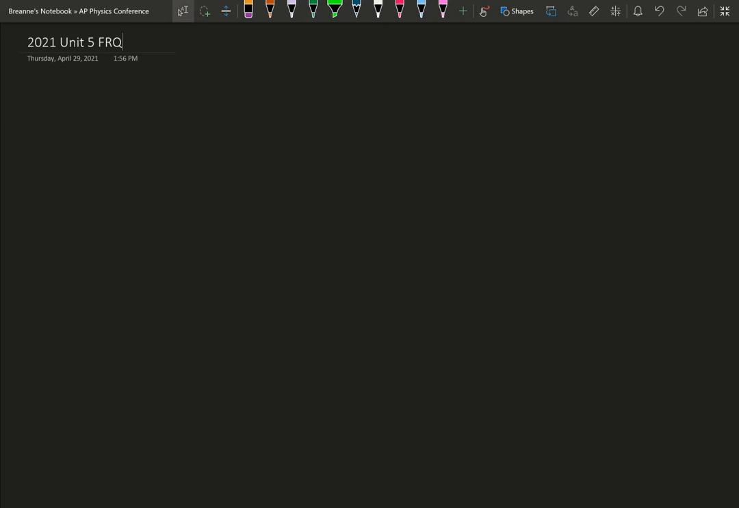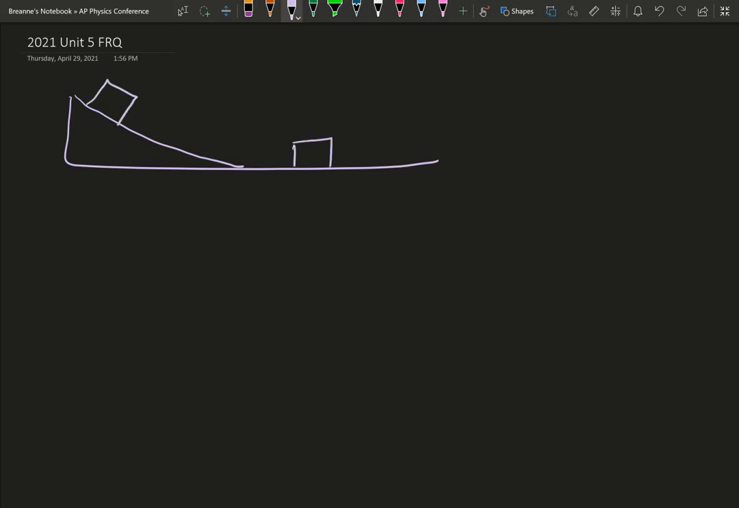So there's two questions. Question 1 states, this question is a long free response question. Show your work for each part of the question. And then it has 2 diagrams. The first diagram has a ramp, and it has a block up here and a block down here.